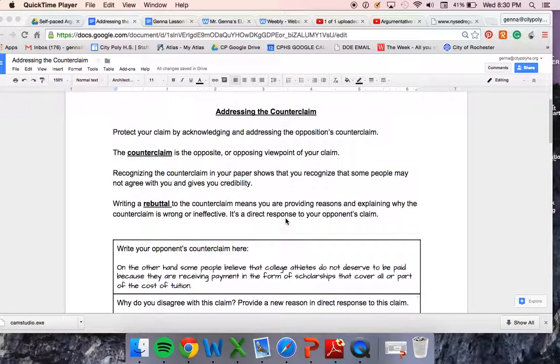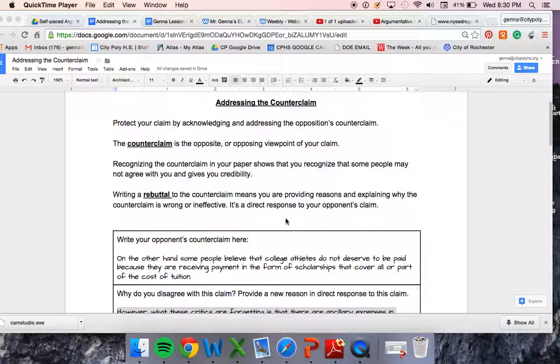I've created one and filled it out in a similar fashion to you, and doing so builds your counterclaim paragraph, right? So in the first box, you have to write your opponent's counterclaim and think about including the reason that, so don't just put the counterclaim, maybe include a reason there, right?